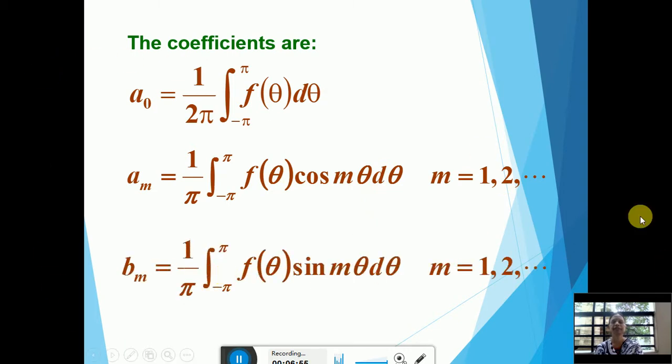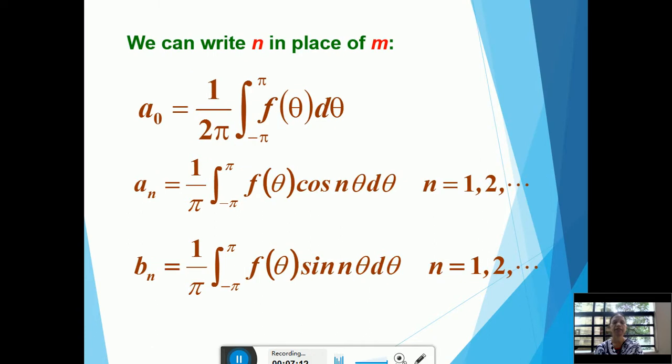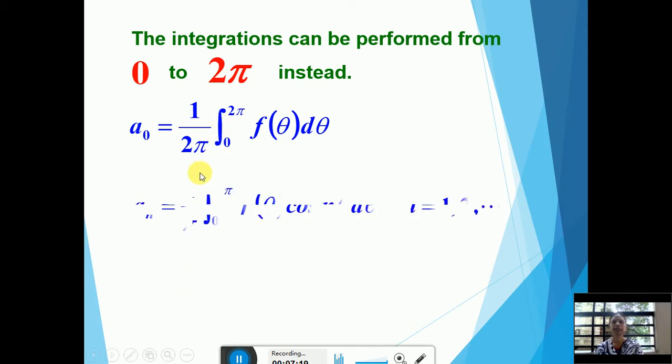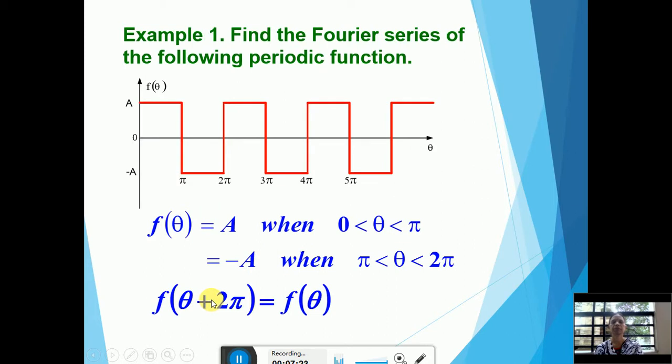bm is, if you remember this, that is enough. How do you calculate a0? How do you calculate am? Whatever the given function, multiply with cos m theta d theta and integrate between the limits minus pi to pi. To determine bm, the given function is multiplied with sin m theta and again integrated within the limits. The integration can be performed from 0 to 2 pi instead. Same thing: 1 by 2 pi, 1 by pi, 1 by pi.